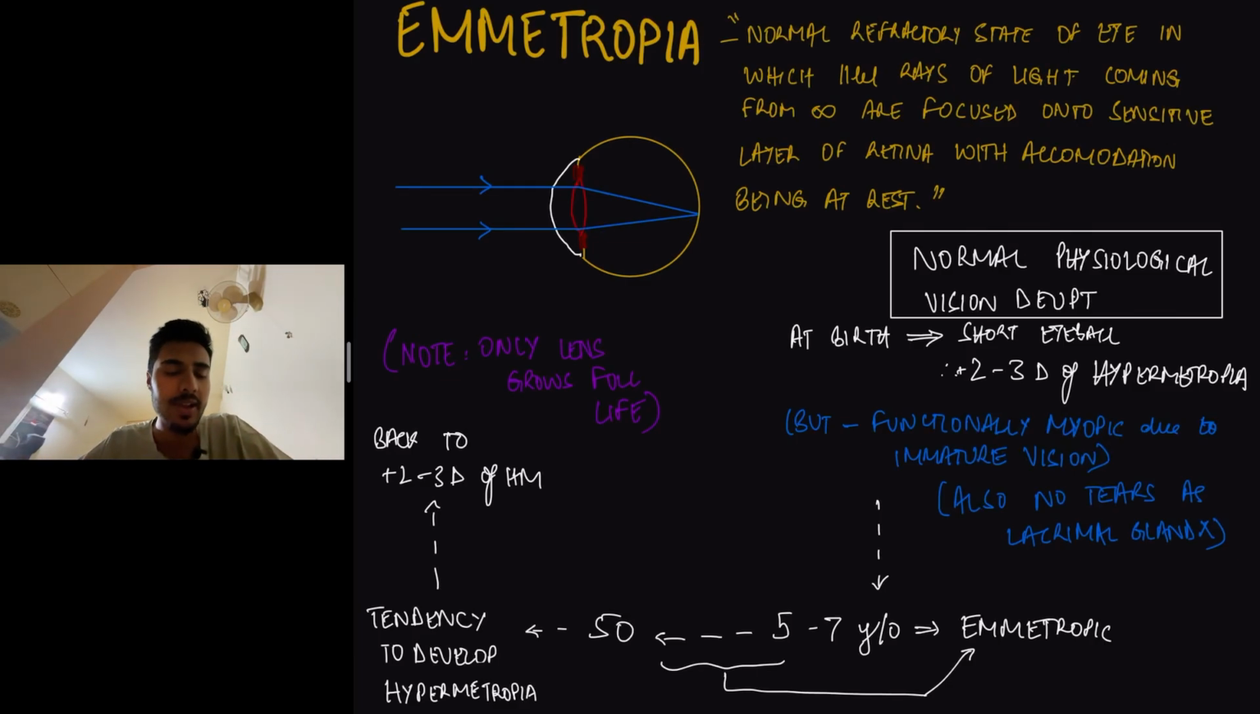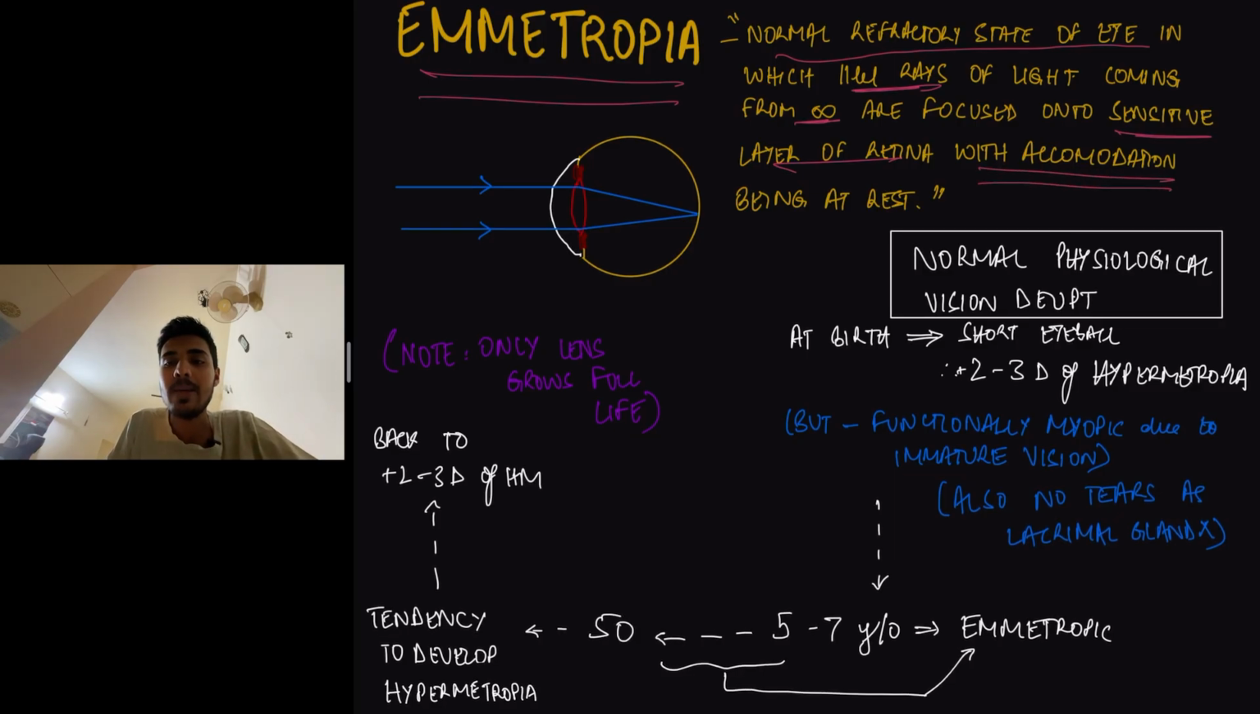Today we'll be starting with the refractive errors of the eye. So first, let's look at a normal eye. A normal eye is said to be emmetropic. Now what does emmetropia mean? The normal refractive state of the eye in which parallel rays of light coming from infinity are focused onto the sensitive layer of the retina with accommodation being at rest. This accommodation being at rest is a very important point.